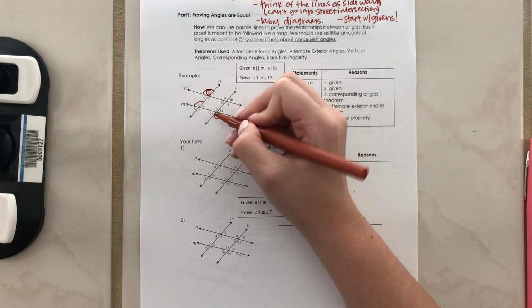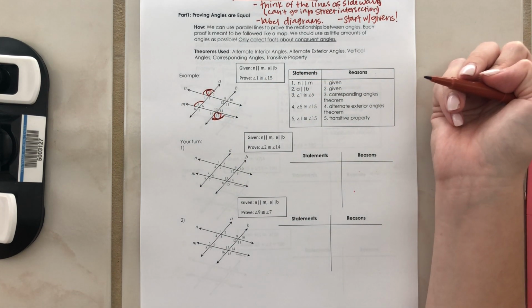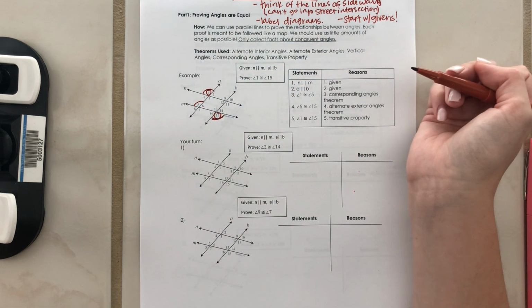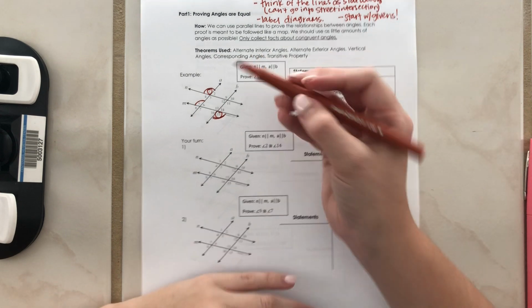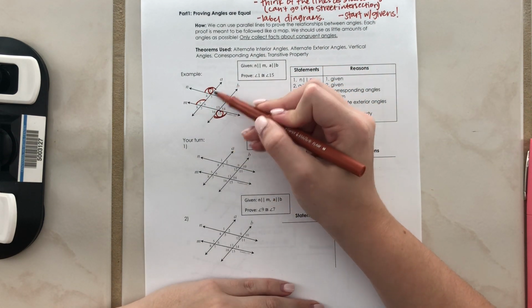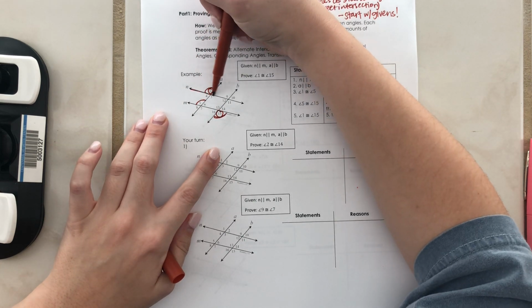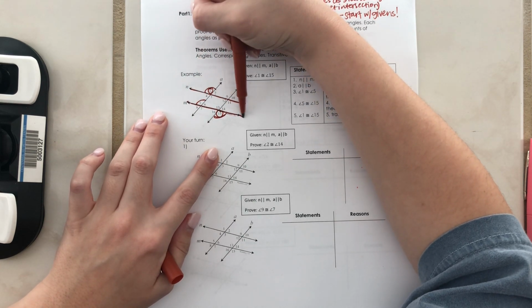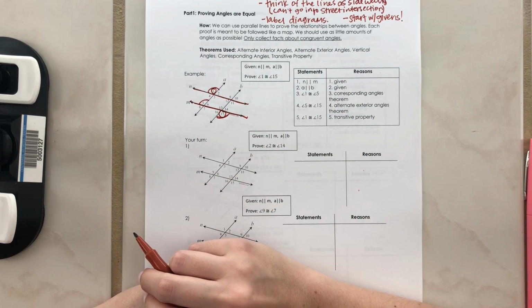Then they said 5 and 15 are congruent by alternate exterior angles. 5 and 15 are alternate exterior angles. What they did at first was go from 1 to 5, looking at N and M as our parallel lines with A being the transversal.